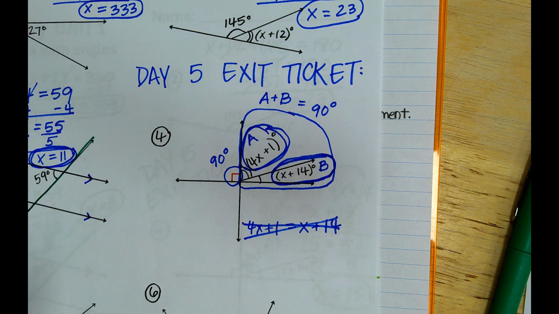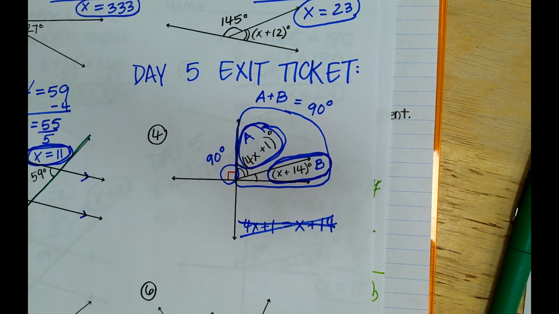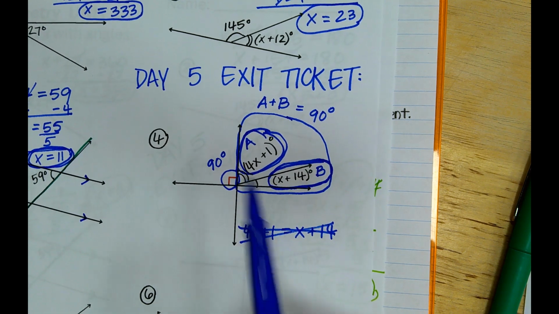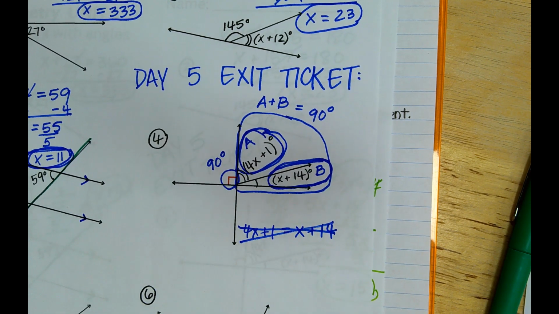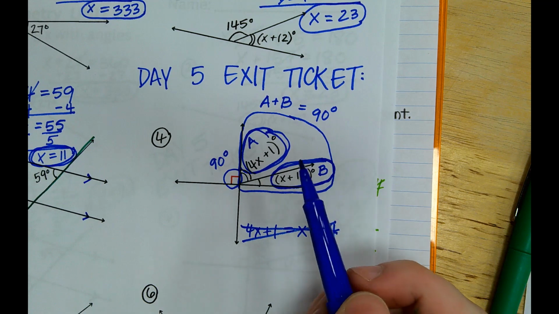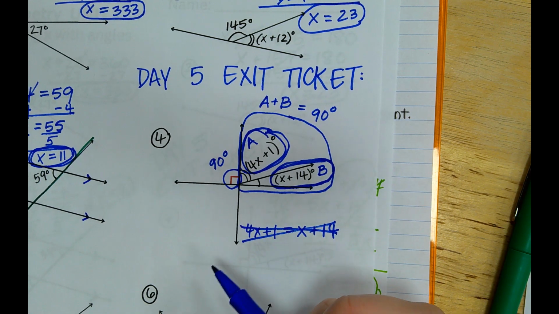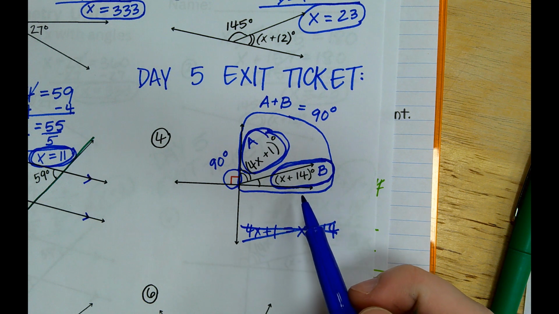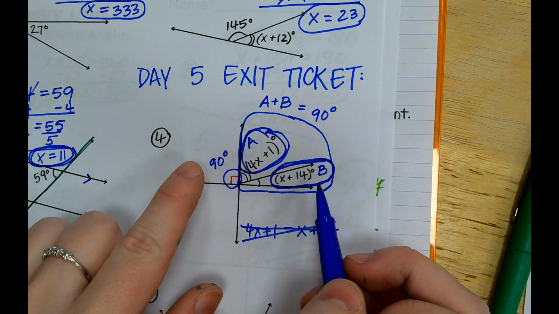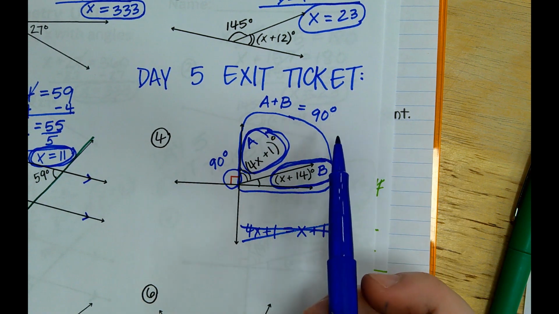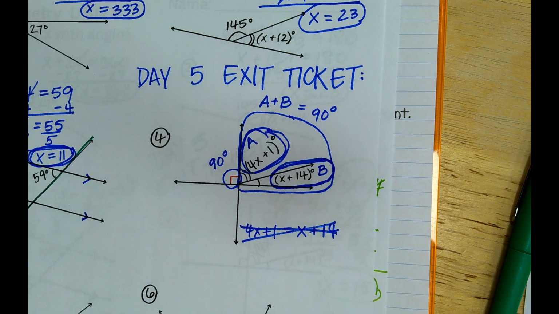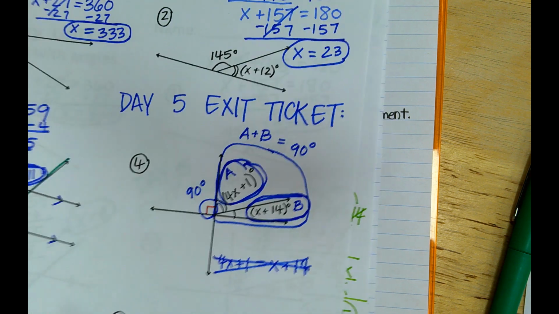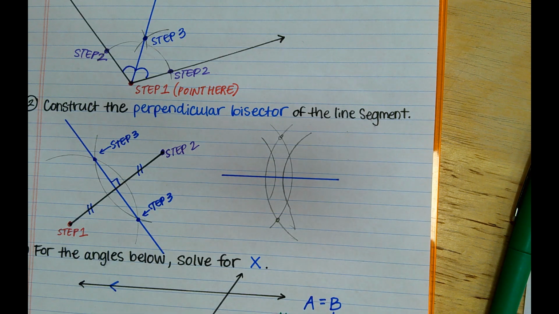Okay, good. So I want you to tell me, just to make sure you are on the right track, what's your original equation going to look like now? 4x plus 1, add that here, x plus 14. So you said add those together? Yep, that's right. And what are you going to set it equal to? 90. Exactly. You got it, girl. You got it. All right.